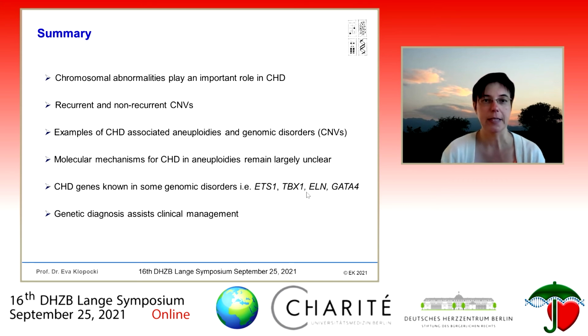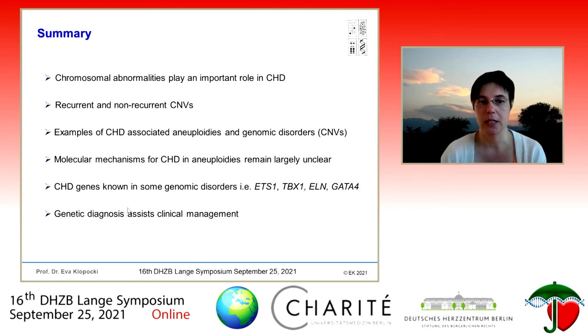To summarize, I hope I could show you that chromosomal abnormalities play an important role in CHD. We have recurrent CNVs, so the typical genomic disorders, but also non-recurrent CNVs with not identical breakpoints. And I showed you some examples of aneuploidies or genomic disorders associated with CHD. The molecular mechanism, especially for aneuploidies, remains largely unclear. We have so many genes that it's really hard to figure out which genes are involved.